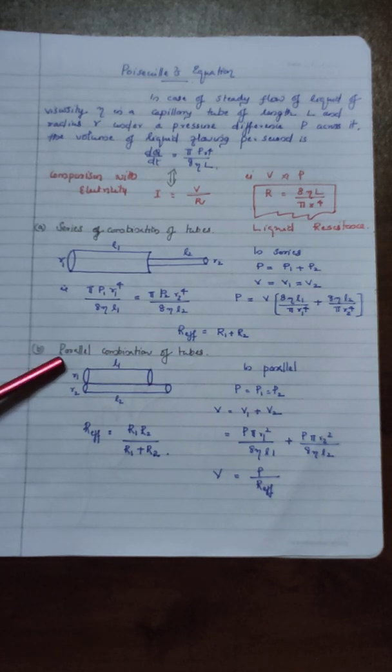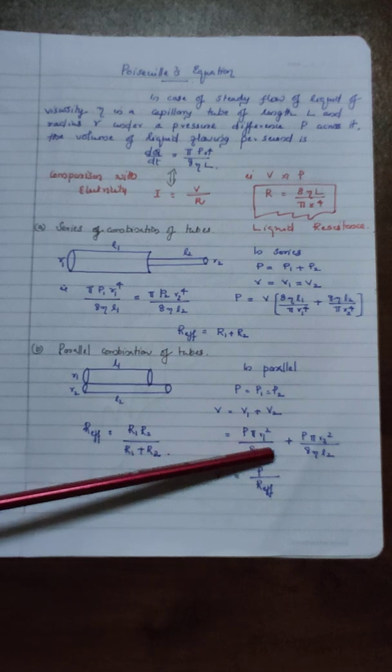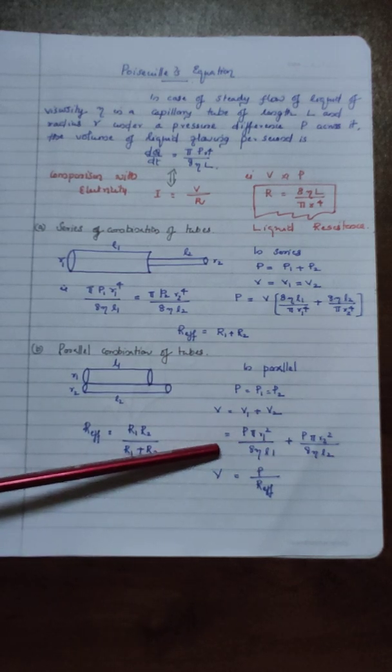Like that, for the parallel combination of two tubes, keep in mind that the potential is a constant. Similarly, here we can say the pressure differences are constant, but the quantity of liquid flowing through each tube we have to add together to get the total quantity of water. So based on that concept, we can write V is equal to V1 plus V2.